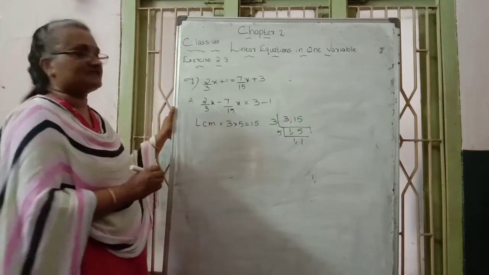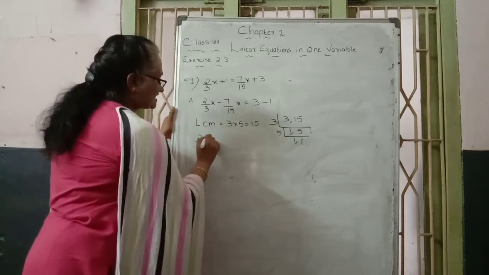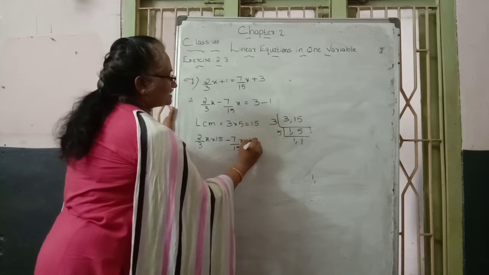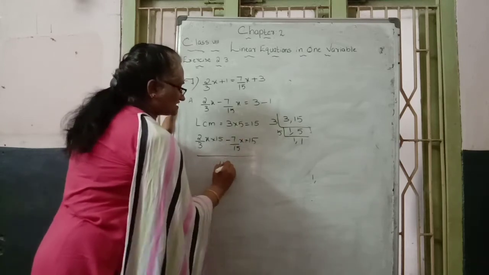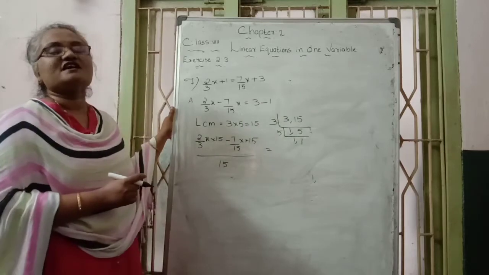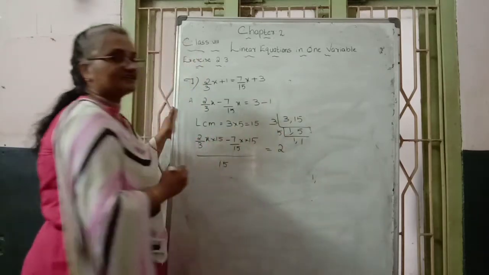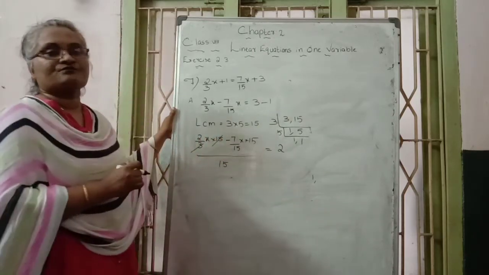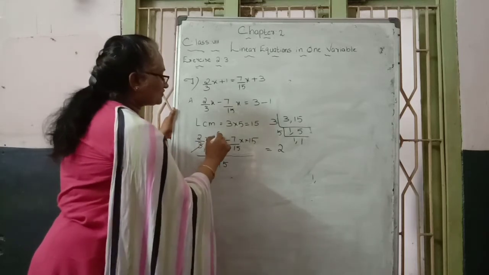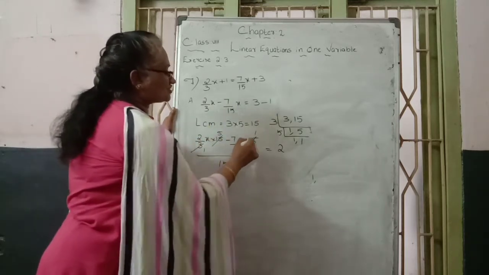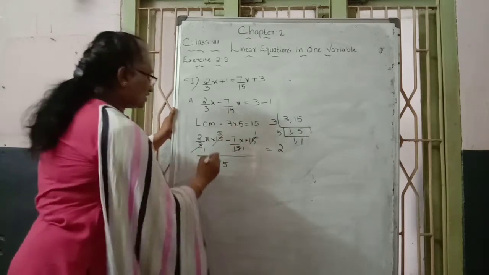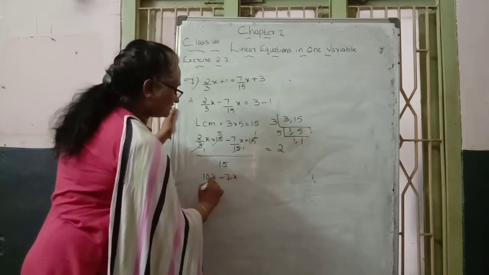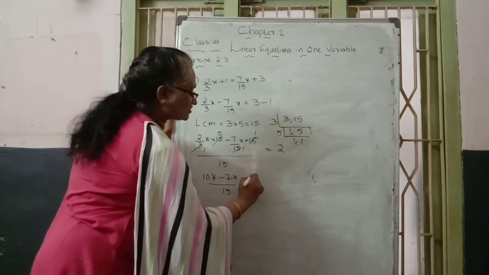3 fives are 15, so 15 is the LCM. Each fraction, 2 by 3 x and minus 7 by 15 x, is multiplied with LCM 15, whole divided with LCM 15, equal to, on the right side, 3 minus 1 which is 2. Don't forget that. Then 3 and 15 cancel: 3 ones are 3, 3 fives are 15. Again the same number cancels and becomes 1. Then 2 into 5 becomes 10x, minus 7 into 1 becomes 7x, divided by 15, equal to 2.